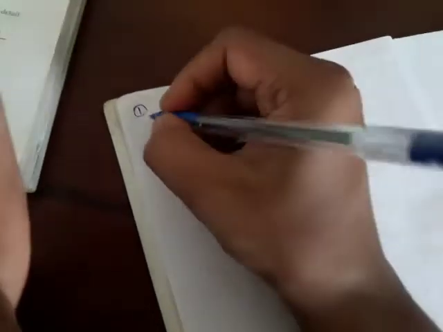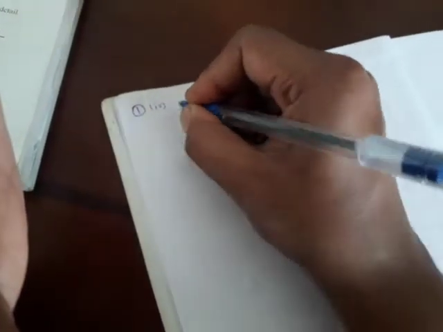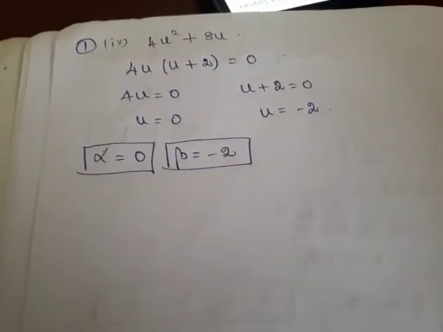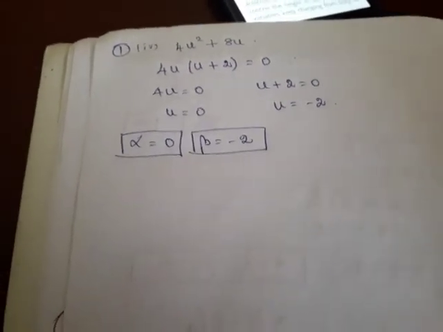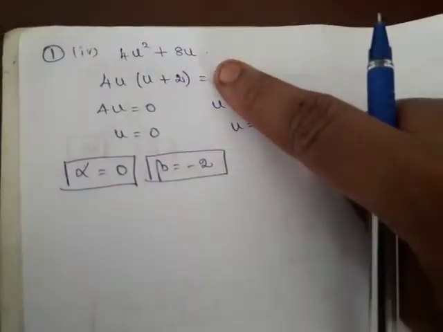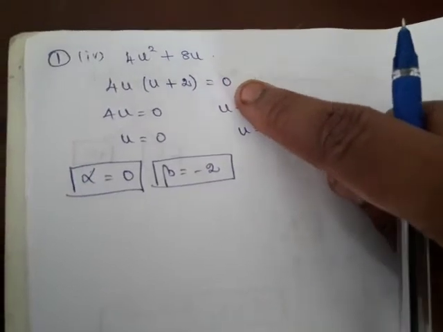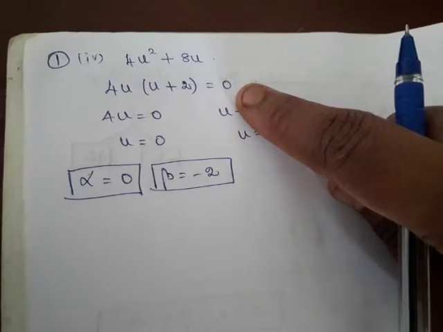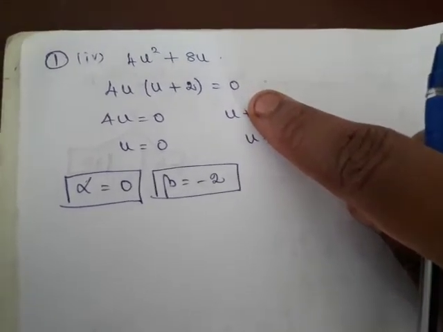So exercise 2.2, in the first question we have the fourth subdivision. The question is 4u square plus 8u. If you see this question, 4u square plus 8u, this looks somewhat different from the previous questions. In what way is it different? It doesn't have the constant term, right? So what is the procedure to solve this problem? The question is to find the zeros and also to verify the relationship between the zeros and its coefficients, right?